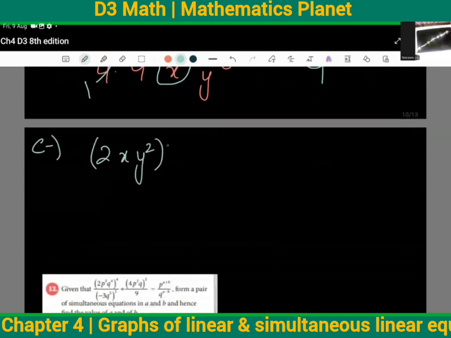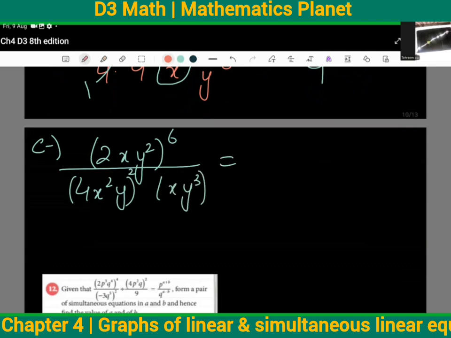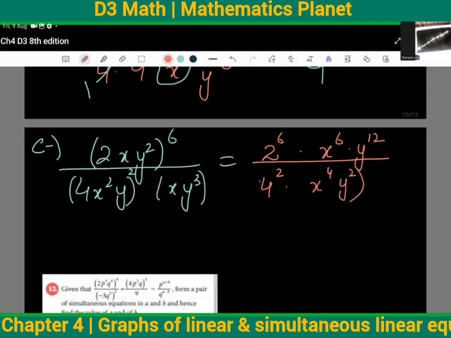2xy^2 to the power 6, multiplied by 4x^2 y^2, xy^3. Okay. So 2 to the power 6. Let's write it like this. x to the power 6, y to the power 6 times 2 is 12. In the denominator, we have 4 here, x to the power 4, y to the power 2, and it is multiplied with xy^3. So we can write 2 to the power 6, x to the power 6, y to the power 12.